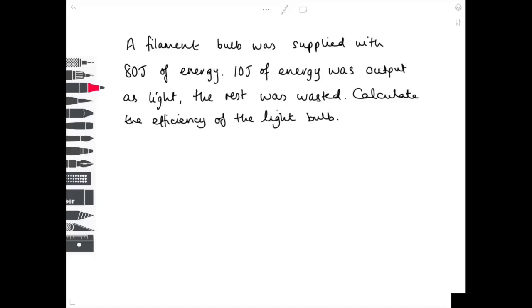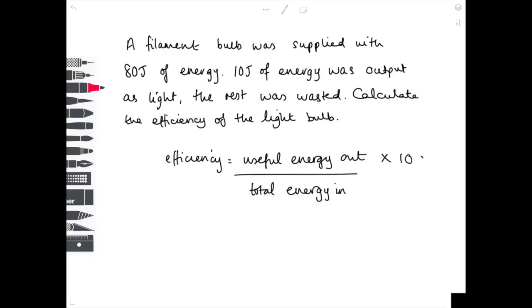We now need to look at efficiency. So using this example, a filament bulb was supplied with 80 joules of energy. 10 joules of energy was output as light, the rest was wasted. Calculate the efficiency of the light bulb. You need this equation. So efficiency equals useful energy out divided by total energy in. And I like to make it a percentage, so times by 100, but that's not altogether necessary. So useful energy out, we know, was the light, so that's 10. Total energy input was 80, times it by 100, so you can pop that into your calculator or just cancel it down like I've just done. So the efficiency is 12.5%.